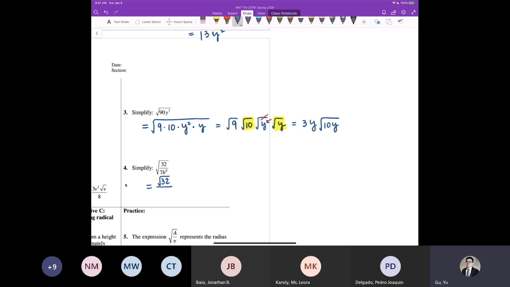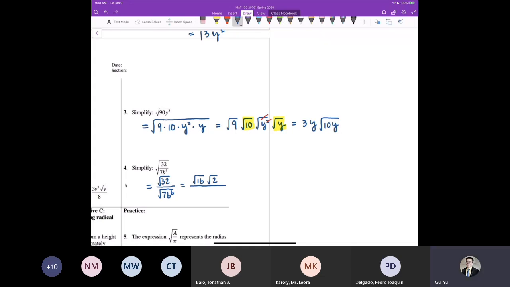We will have radical 32, radical 7b to the 6. And this question simply becomes number 3, but 2 of them. One is for the numerator, the other one is for the denominator. This time I'm going to break right away. Square root of 32, I will break it into square root of 16 times square root of 2. And notice that I already put them in separate radical signs.